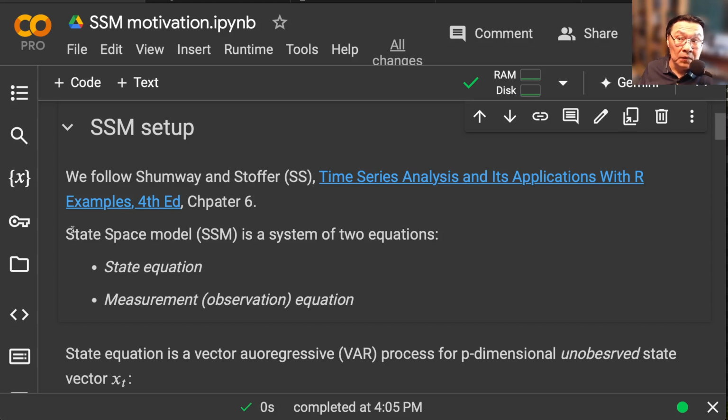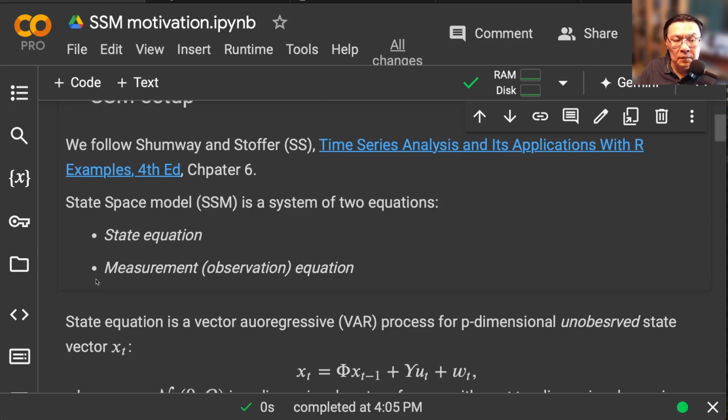So basically what a state space model does is it states a set of equations, and at least one of them is called the state equation. The state equation describes how that hidden state evolves over time. And that's what we really want to learn about. And then there's another equation which is called the measurement or observation equation. So basically we have two equations and they form the state space model system of equations.